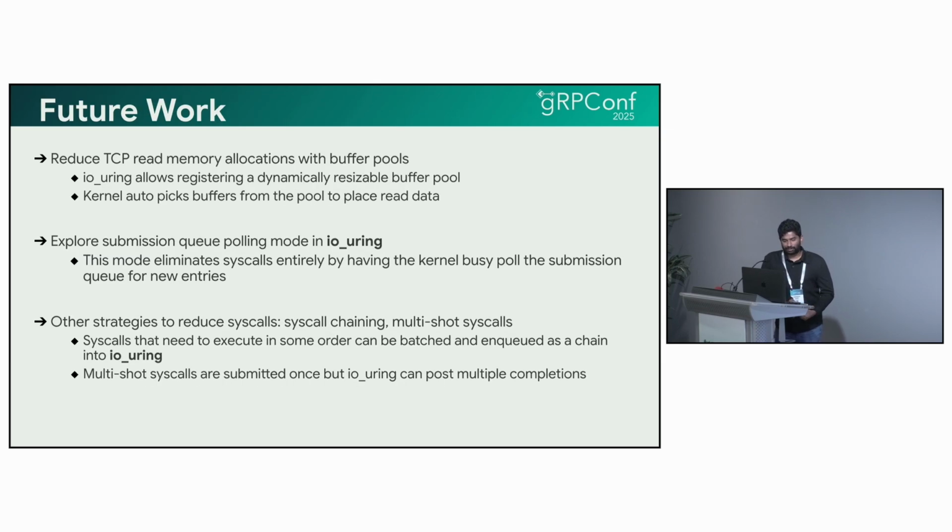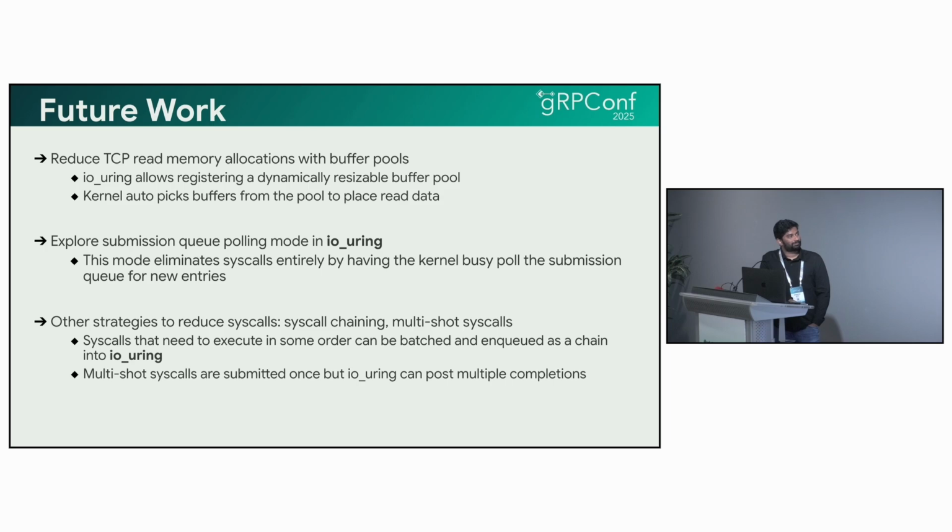In the future, we're going to experiment with some of the advanced features with IO uring. In particular, we can reduce the total amount of memory allocated for each TCP read by using buffer pools. IO uring allows us to register a dynamically resizable buffer pool. The kernel will auto-pick buffers from the pool to place data that is read from the socket.